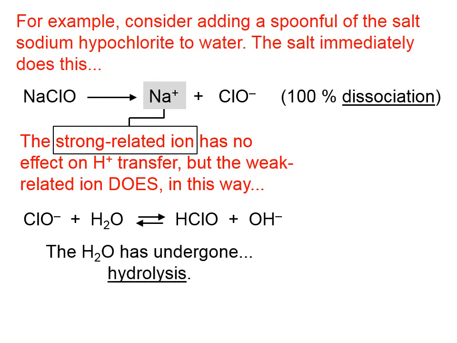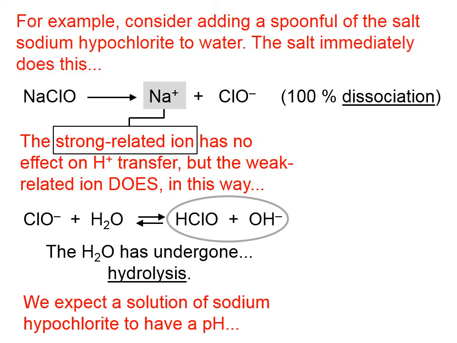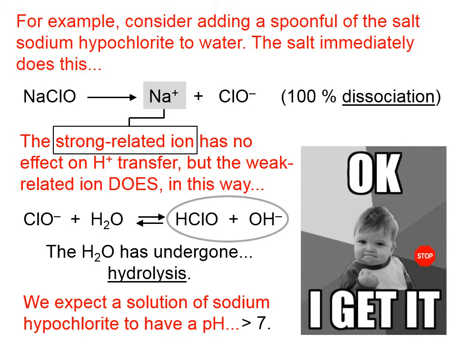Incidentally, the water here has undergone the process of hydrolysis, where an H is split off from the water molecule, leaving a hydroxide ion also as a product. What we've produced here by this hypochlorite ion gaining a proton, we've produced some very weak acid, hypochlorous acid, but we've also produced the hydroxide ion, which is extremely basic. Therefore, we would expect a solution of sodium hypochlorite to have a pH greater than 7, that is, in the basic range.